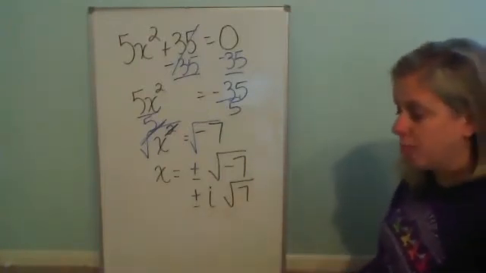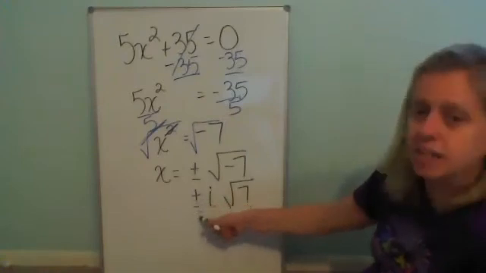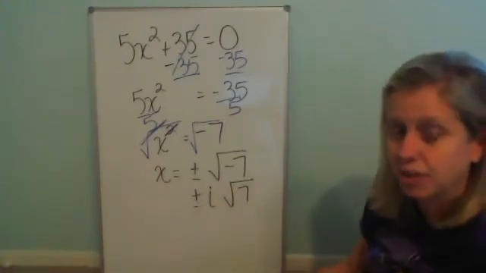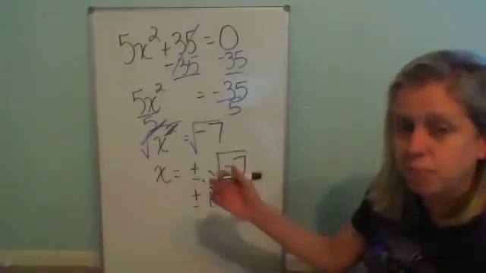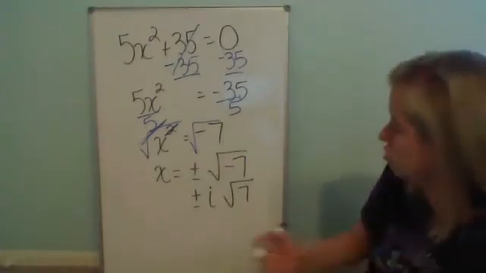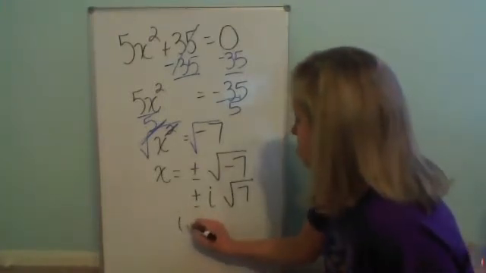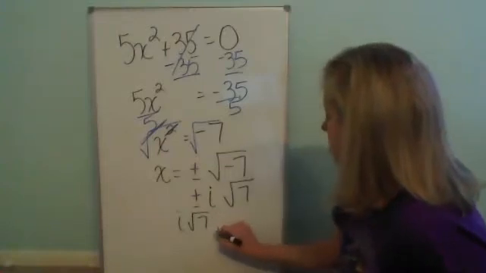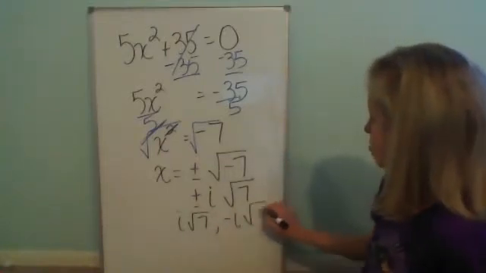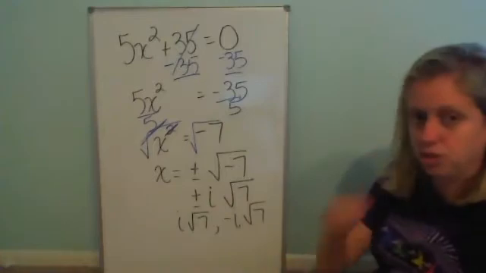Now, I'm pretty sure your math lab will have a fancy button like this. You could type your answers in together with that plus minus button and just type in plus minus i square root of 7. If you want, you can type in i square root of 7, comma, negative i square root of 7 as your two answers.